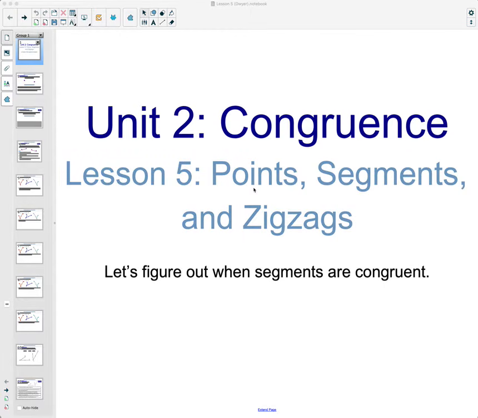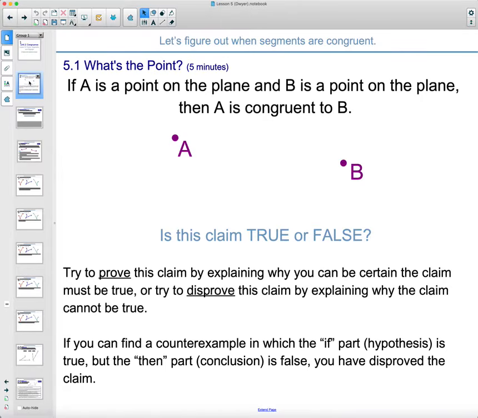In lesson 5, we're going to talk about points, segments, and then some things called zigzags. So we're going to figure out when segments are congruent. So first off, let's take a look at this statement.